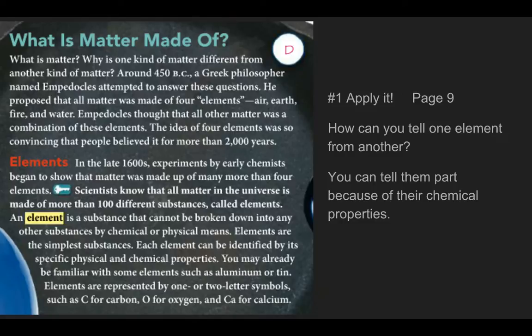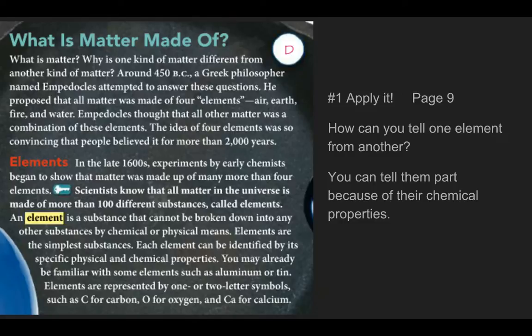than four elements. Scientists know that all matter in the universe is made up of more than 100 different substances called elements. An element is a substance that cannot be broken down into any other substances by chemical or physical means. Elements are the simplest substances. Each element can be identified by its specific physical and chemical properties. You may already be familiar with some of these elements, such as aluminum or tin.